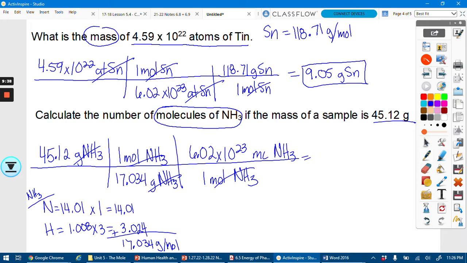And so we need to take 45.12, multiply by 6.02 times 10 to the 23rd, and then divide by 17.034. We have 4 sig figs to start with, so we need 4 in our final answer. 1.595 times 10 to the 24th molecules of NH3. There is our answer for that one.